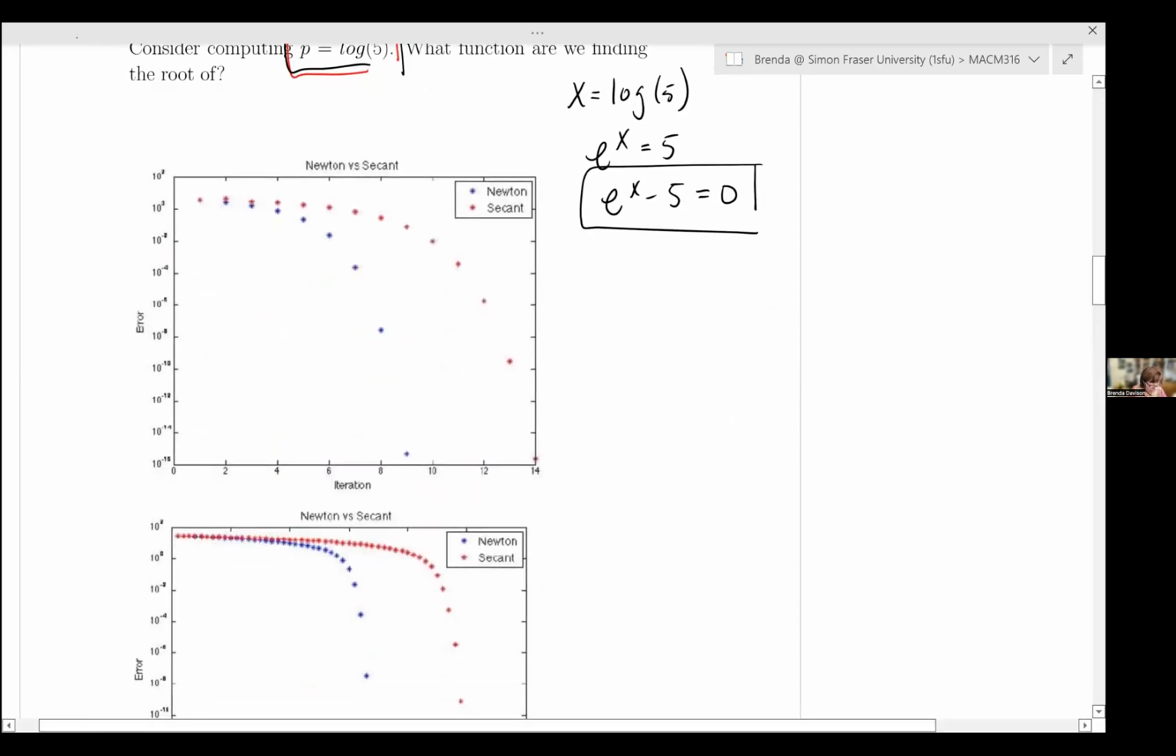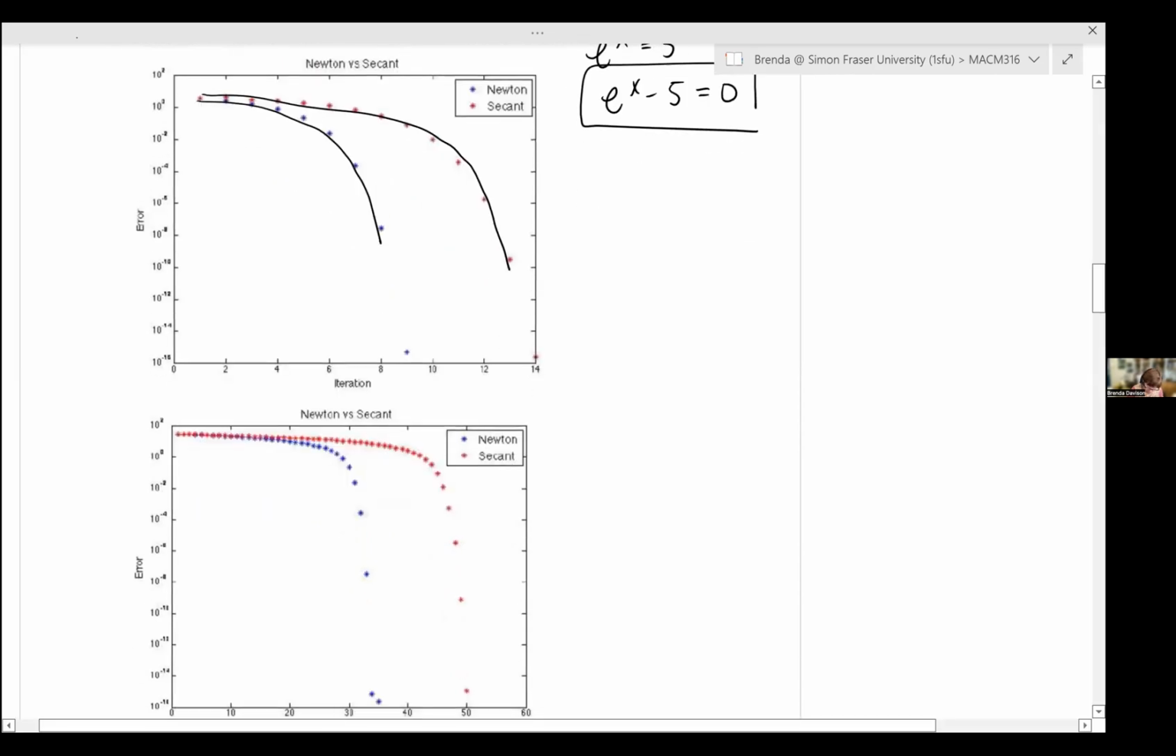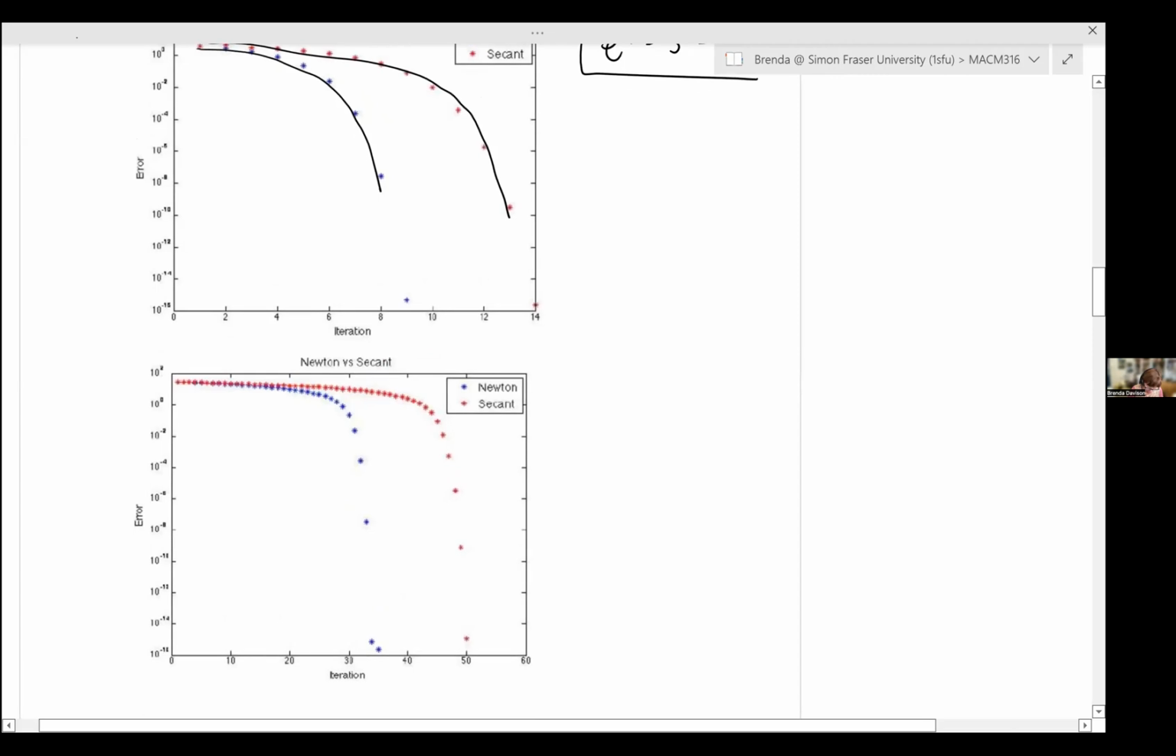So if I'm trying to find the log of 5, I want to find the 0 of this function. So here's a MATLAB produced graph showing for this function the Newton method versus the secant method. Okay, so we've got the Newton method performing better, and you can see that waterfall situation there. We've got the secant method. Okay, it's better than bisection, but not as good as Newton. The secant is in the middle, so it's a little bit slower than Newton's method. Okay, you can see the error by iteration number there.